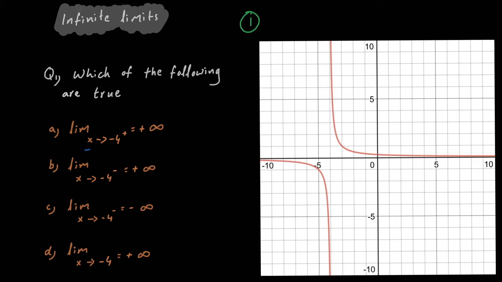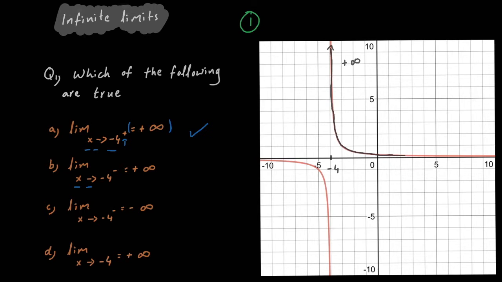Limit as x approaches negative 4 from the positive side, is the y value approaching positive infinity? Let's see. X at negative 4 from the positive side is this. As we approach it, is the value of y approaching positive infinity? Yes, it is reaching positive infinity. So this is true.